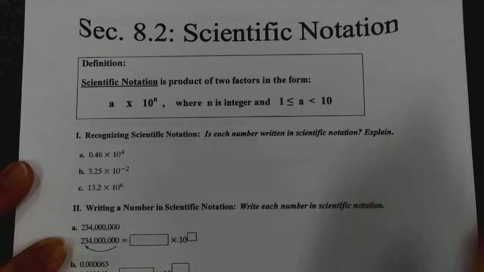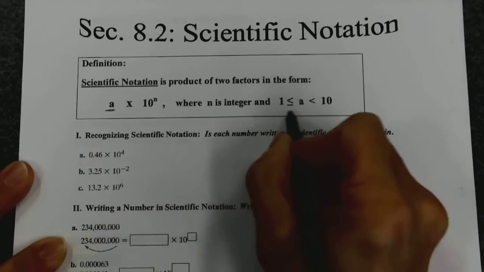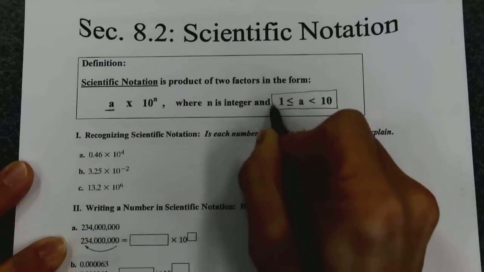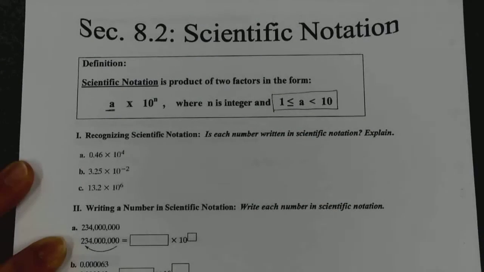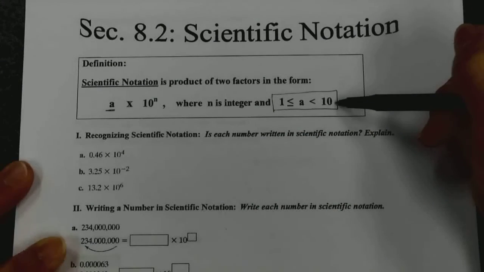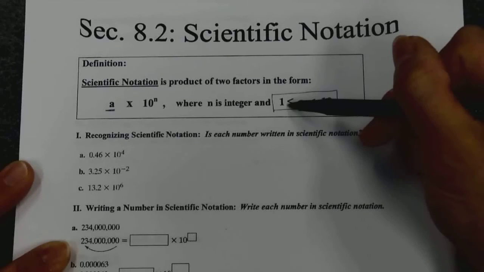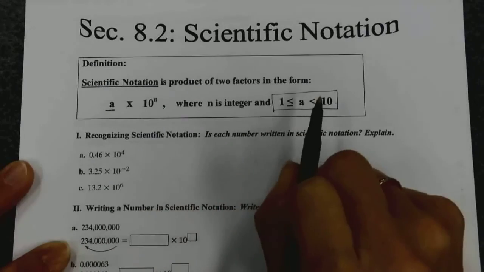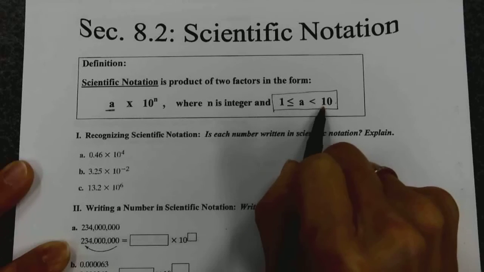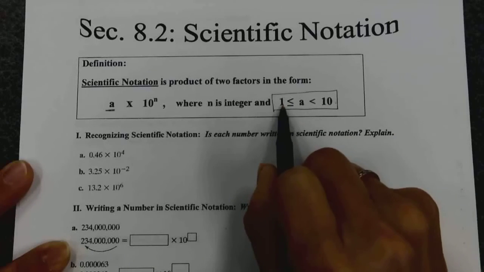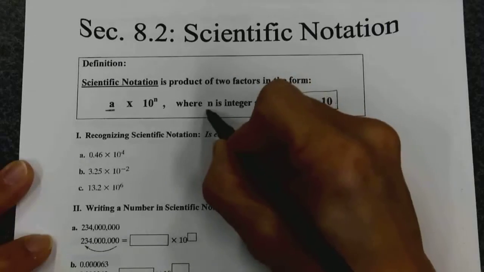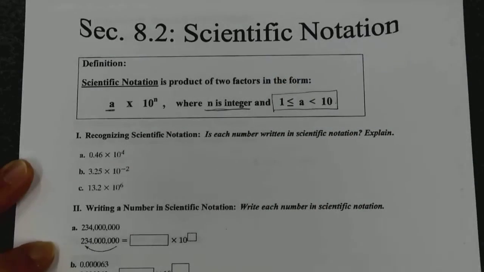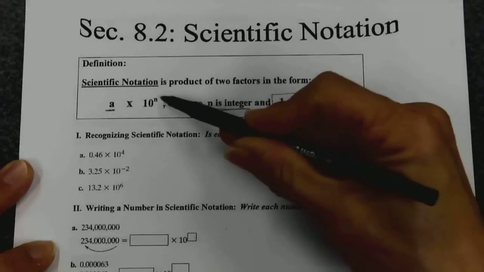But the condition is that the a right here has to be between 1 and 10. If it is anything bigger than 10 or anything smaller than 1, then it is not scientific notation, even though it's in this form. So remember, it can't be 10 or above, and it can't be below 1. And n is an integer. That means positive and negative whole numbers, and that's going to be our exponent.